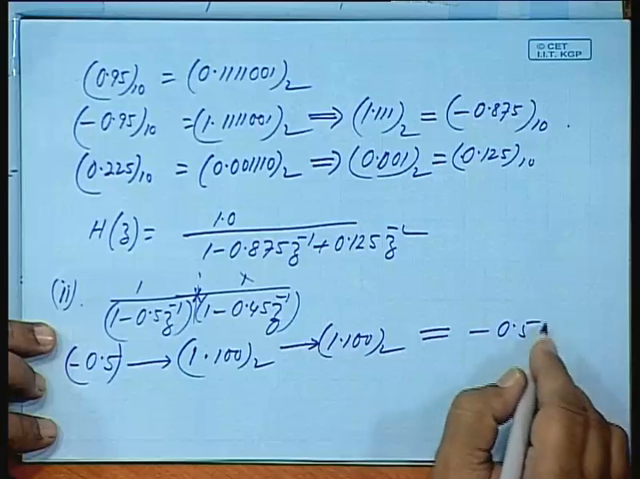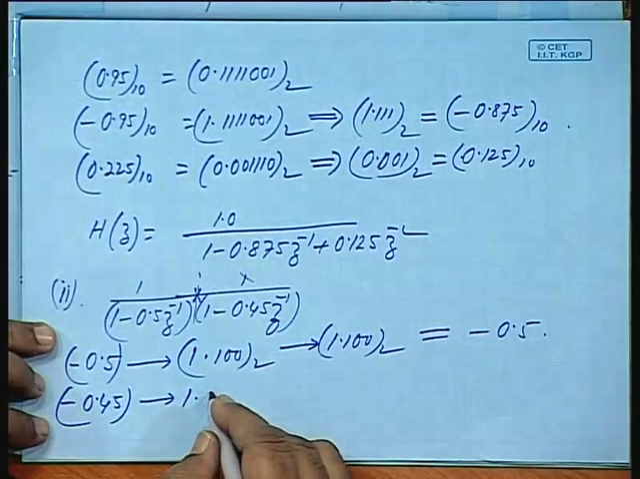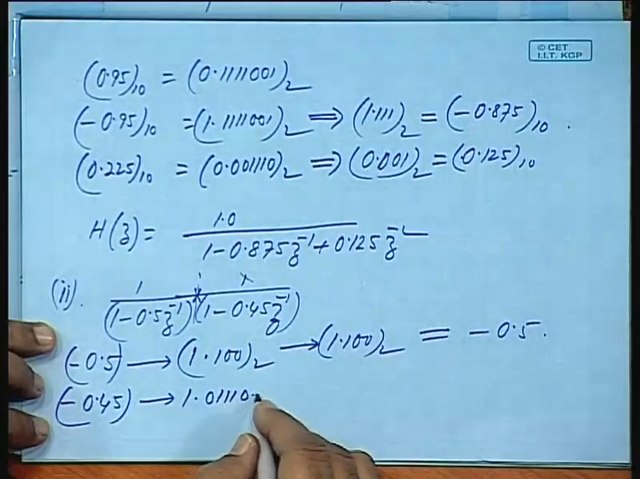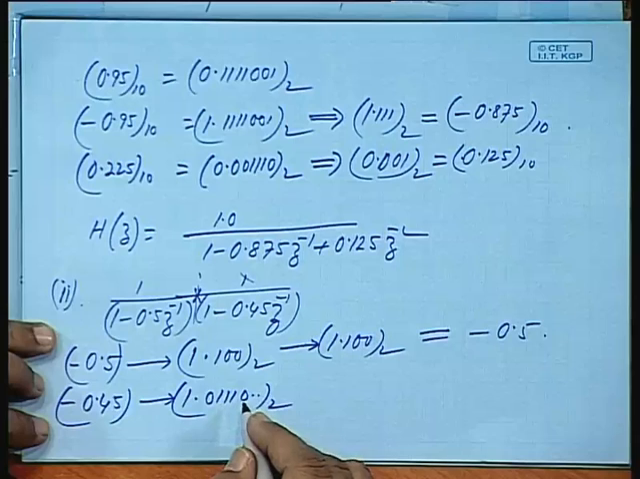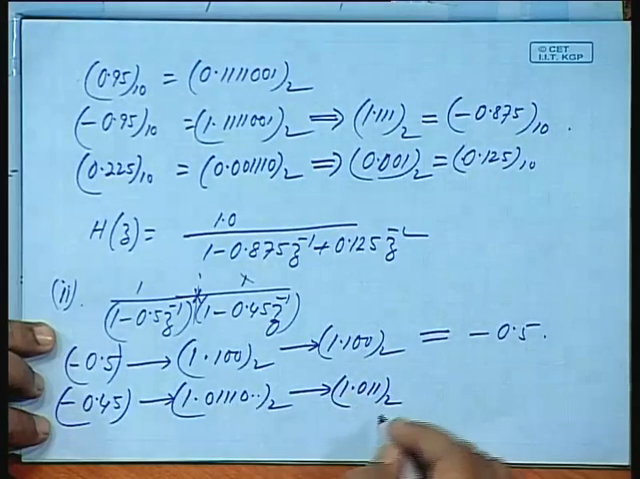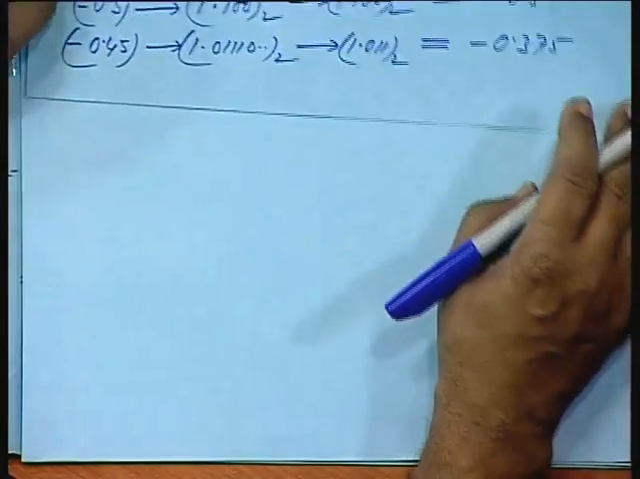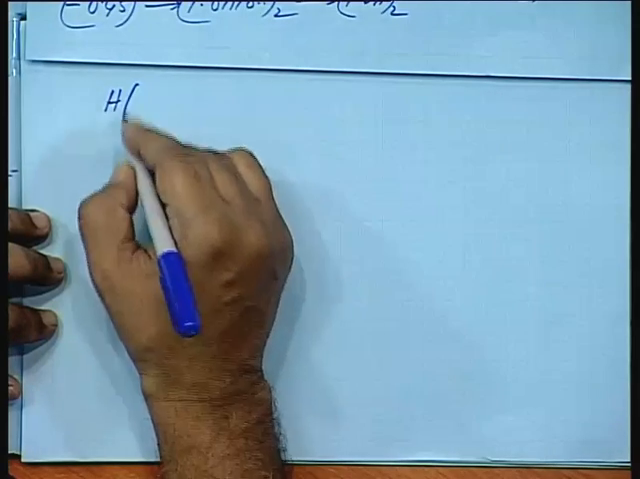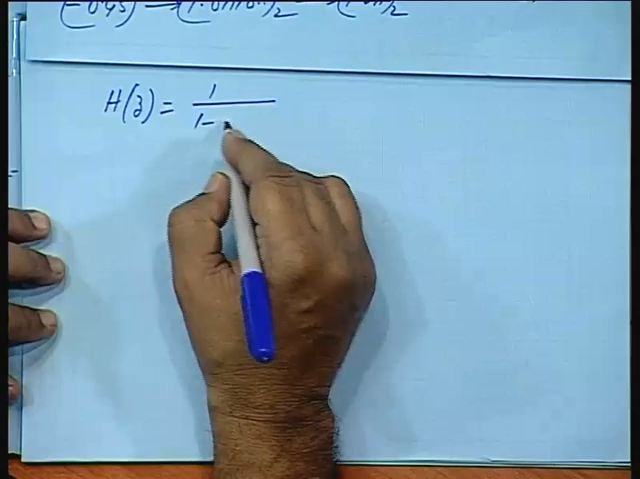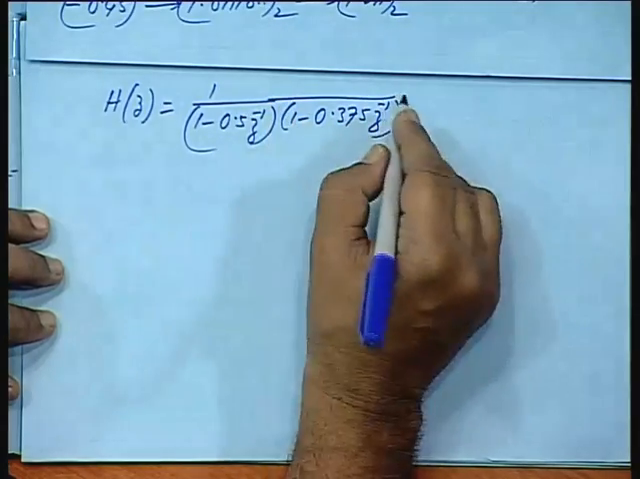So, that is equal to minus 0.5. Minus 0.45 will be 1.01110. See where it ends. So, approximation is 1.011. So, that gives me minus 0.375, if I make 3-bit approximation, just truncation. So, H(z) becomes 1 by 1 minus 0.5 z inverse into 1 minus 0.375 z inverse.